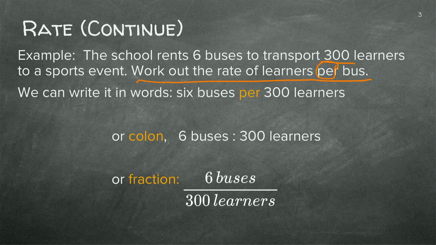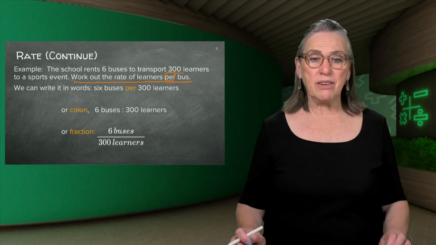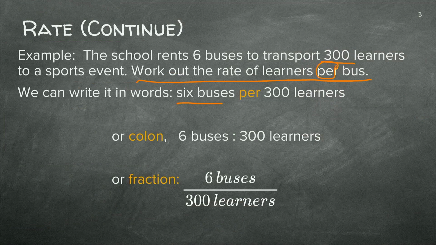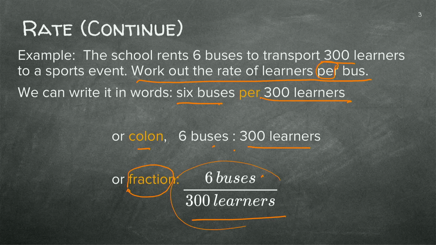Okay. So now this problem we can write in different ways. We can write it as there's 6 buses per 300 learners, like in words as we said. Or with a colon, 6 buses for 300 learners. The easiest way for me is to do it in a form of a fraction. So we're going to write 6 buses for 300 learners. The reason for saying this is we're going to see in the next slide.